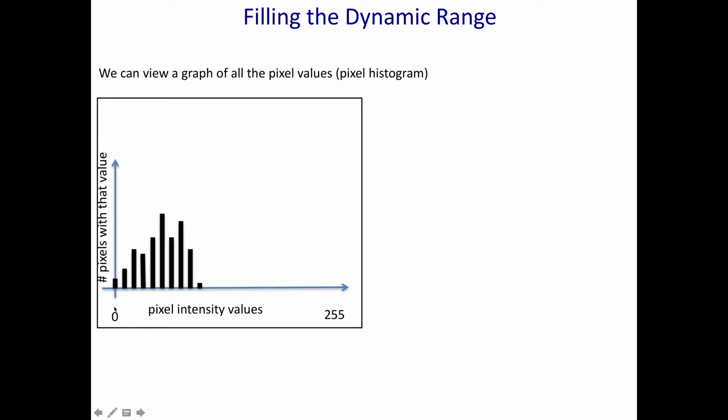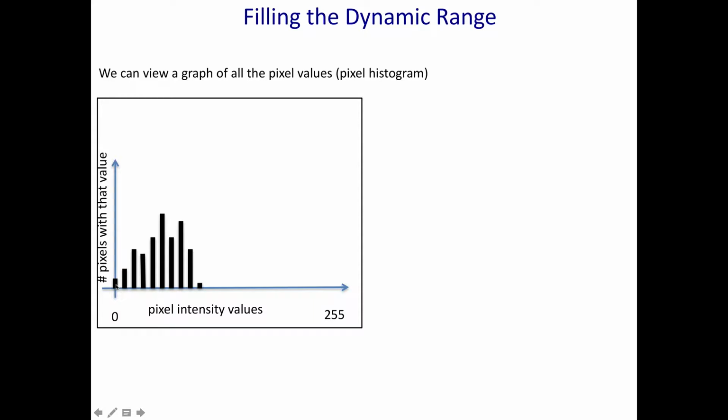You have your pixel intensity values from 0 to 255 for an 8-bit image. And then we have the number of pixels within our image that have that particular value. So the most common value here would be something around 100. The maximum value I showed you before was about 120, and there are some pixels that go all the way down and have a 0 value.